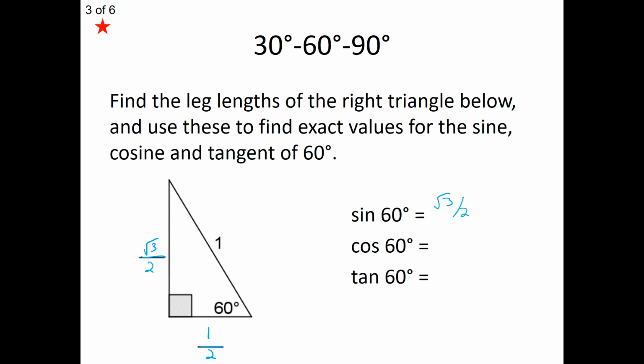Now let's apply the cosine of 60. Cosine is the adjacent leg over the hypotenuse. So we move to the adjacent side, which is our 1/2 over the hypotenuse of 1. Again, divided by 1 doesn't change anything. So we simply have a ratio of 1/2 for our cosine of 60.